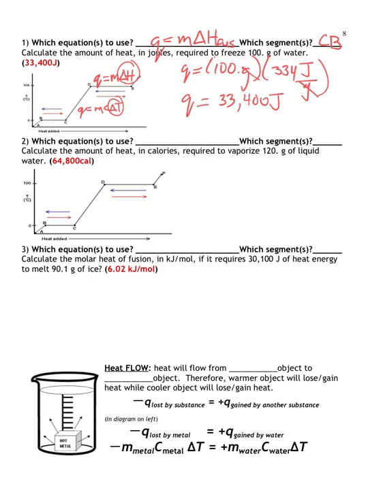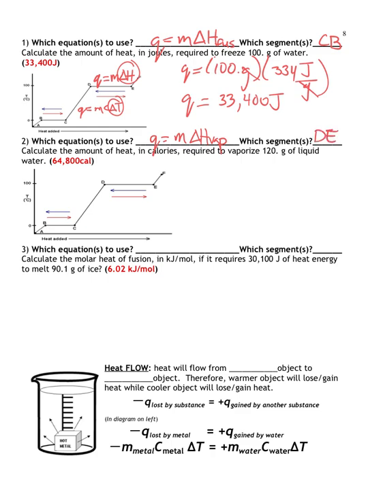Moving on to the next. Calculate the amount of heat in calories to vaporize 120 grams of liquid water. Once again, this must be water's heat curve, and so we're vaporizing, which is right here during this phase change. I'm going to say we're going to use Q equals m times delta H of vaporization. And so the segment we're looking at is going from D to E.